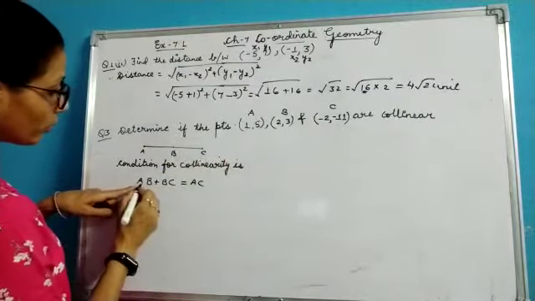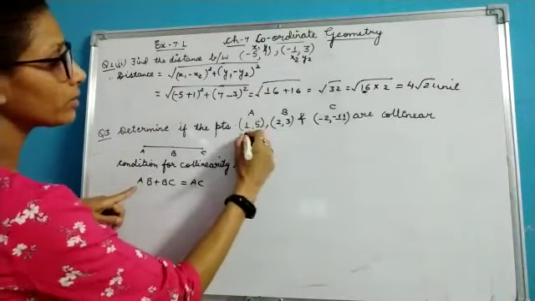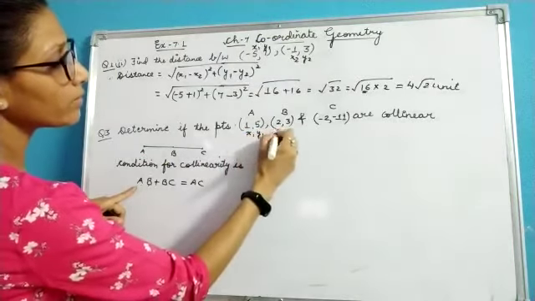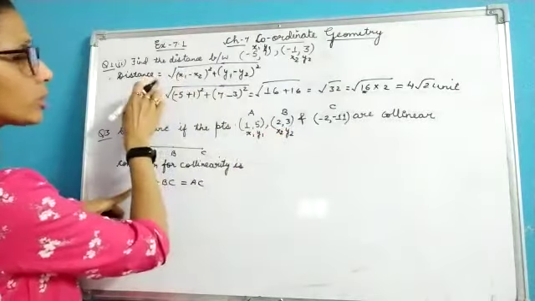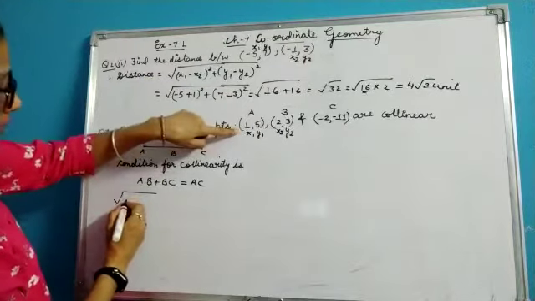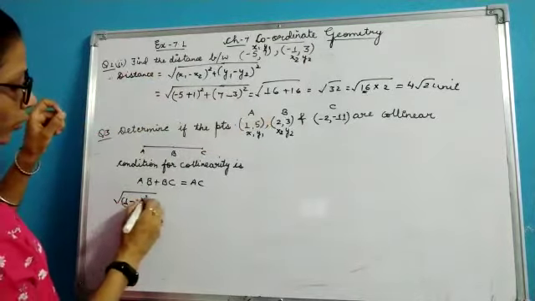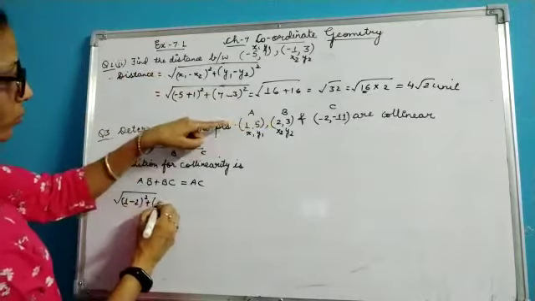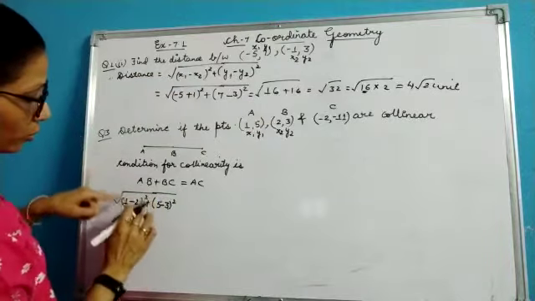First of all, you need to calculate AB. When you are calculating the AB distance, let this be your x1, y1 and this be your x2, y2. And you will be applying the same distance formula. So for AB, I am writing it as under root (x1, which is 1, minus x2, which is 2) whole square, plus (y1, which is 5, minus y2, which is 3). So this is your AB.